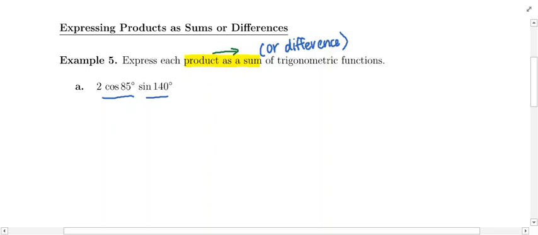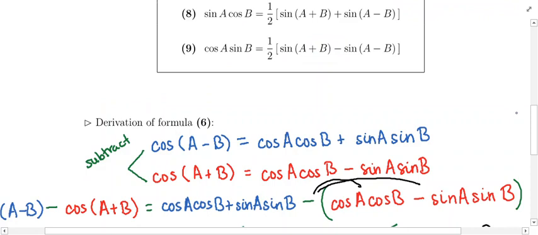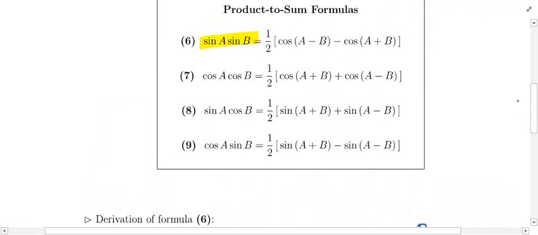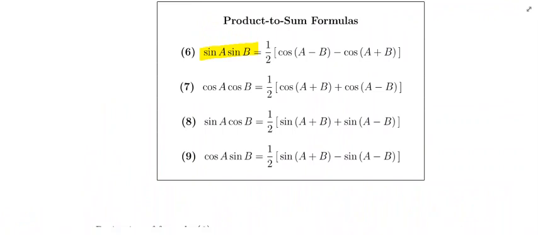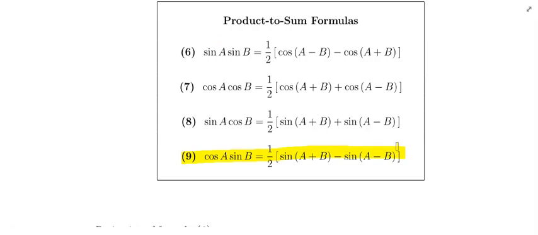Notice we have cosine times sine. So I'm going to flip back a page and look at my formulas in the box. I'm trying to match this up with one of the formulas so I know which one to use. If I look at the left hand sides, it looks like I need to use the last equation here, cosine of A times the sine of B, because in our expression we have cosine times sine.